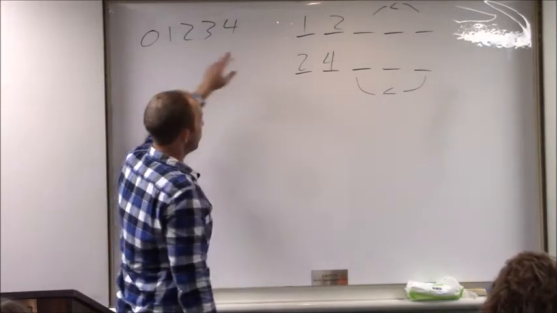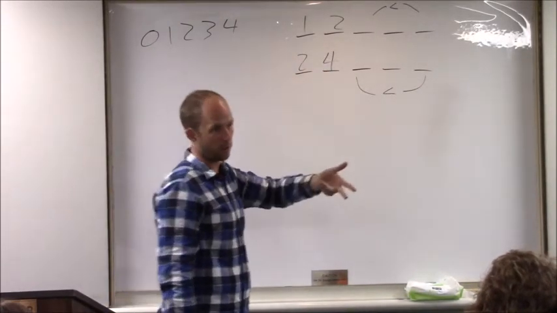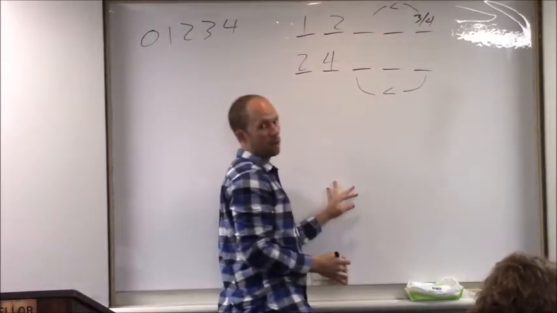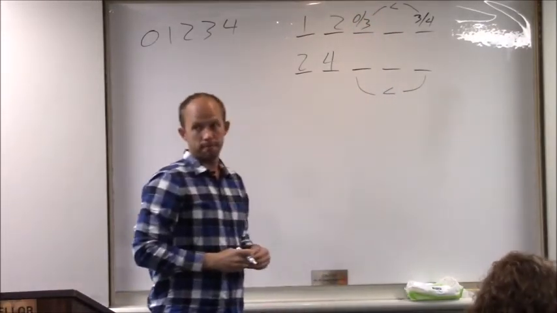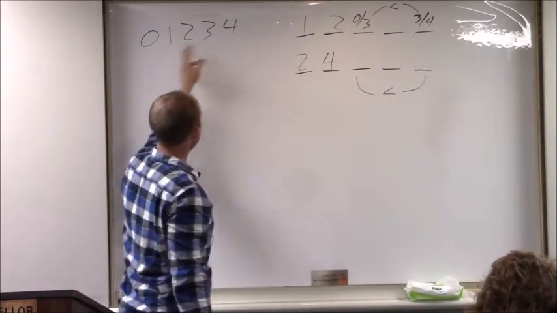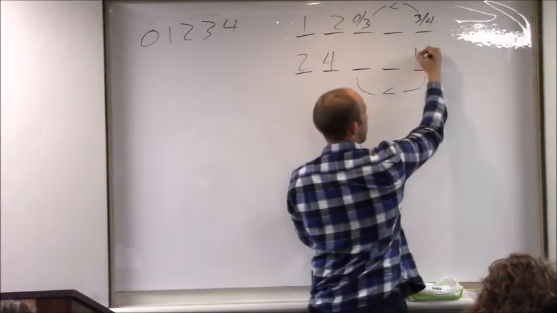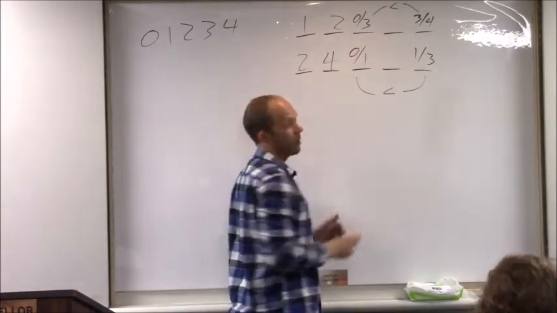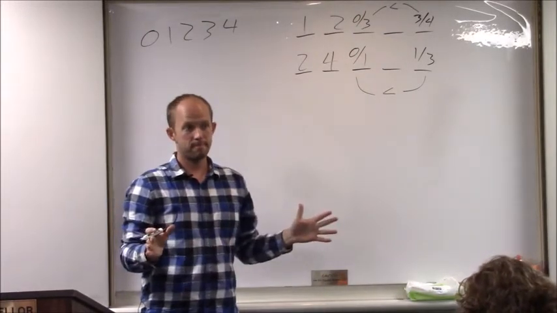So in the first world, I've used my 1 and my 2. I'm left with 0, 3, and 4. So this has to be 3 or 4, and this has to be 0 or 3. In this world, I've used the 2 and the 4, so I'm left with 0, 1, and 3. This then has to be 1 or 3, while this has to be 0 or 1. Follow all that? Pretty simple.